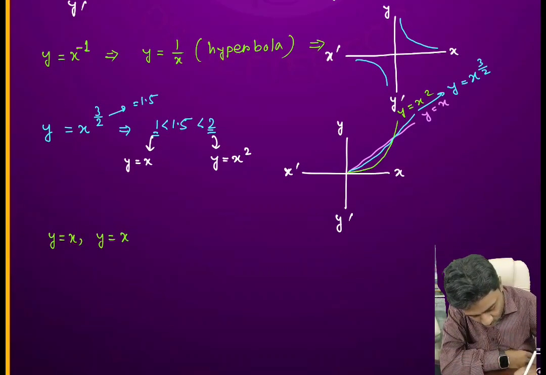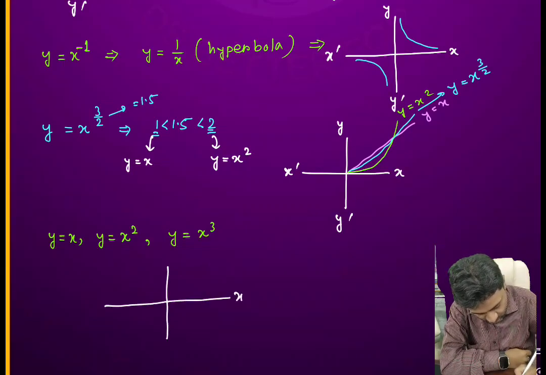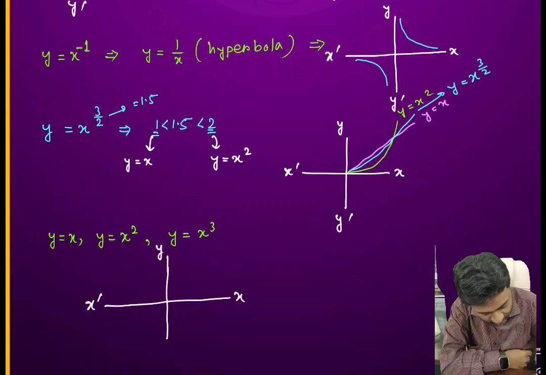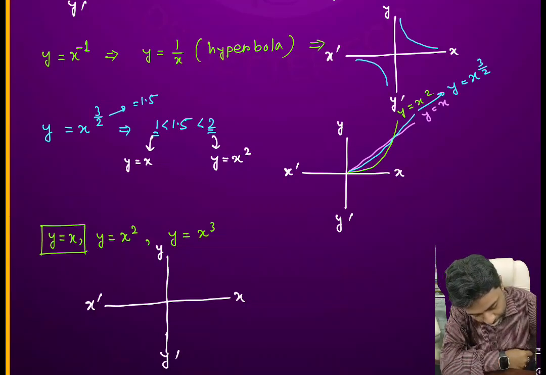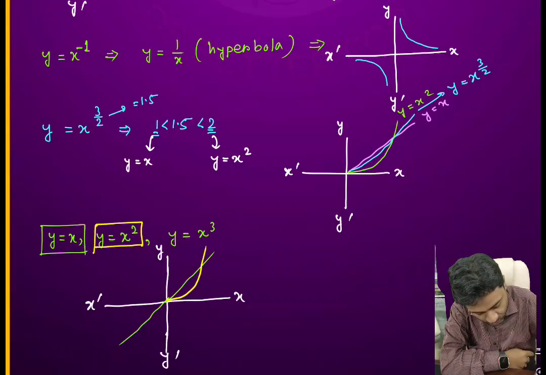Now suppose you want to plot 3 curves at the same time: y equal to x, y equal to x square, and y equals to x cube. How does it look like? Let's figure out. X, x prime, y, y prime. The first graph, y equal to x, will be a straight line like this. The second graph, y equal to x square, it will be like this.